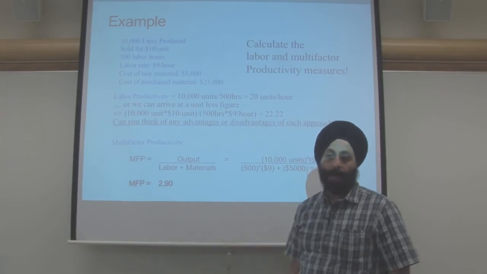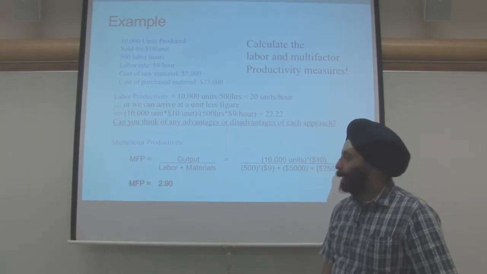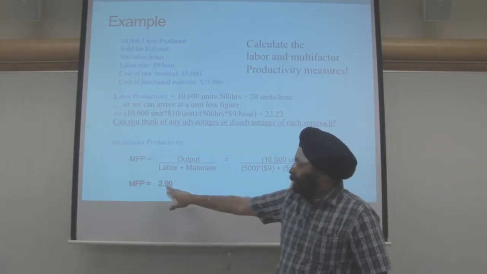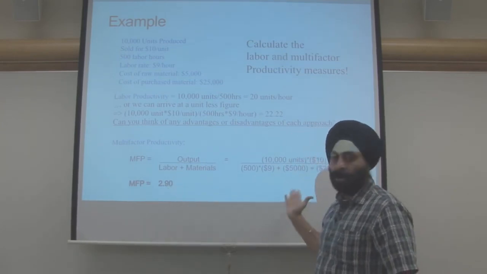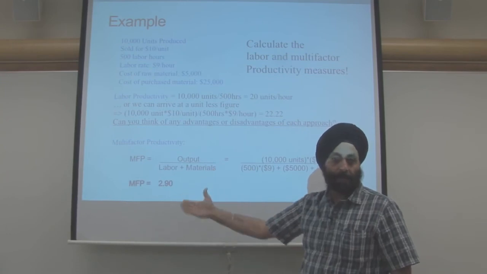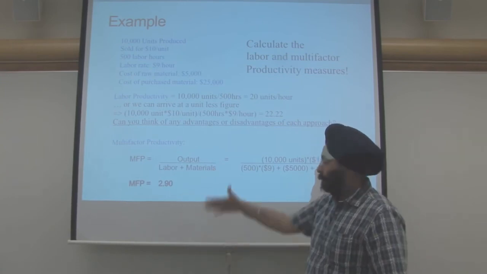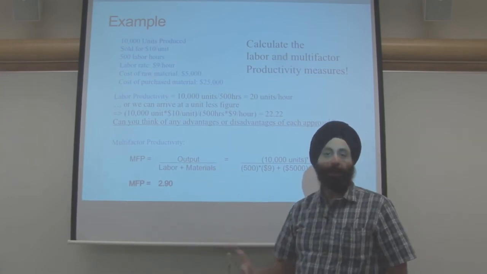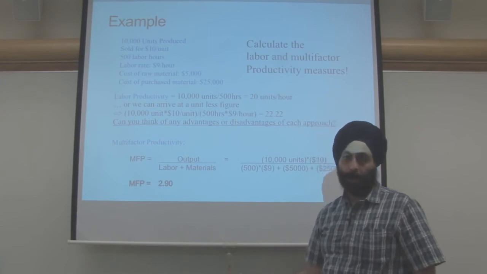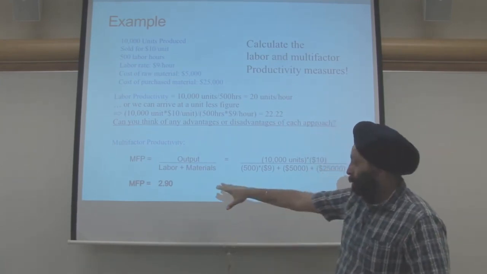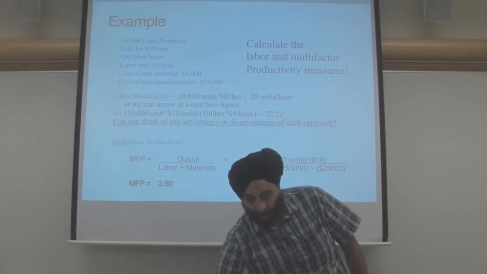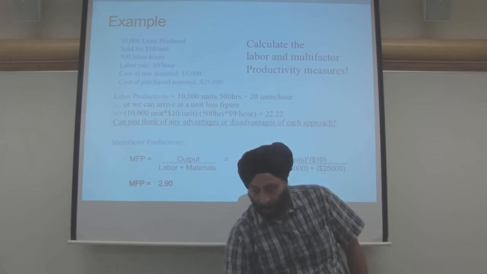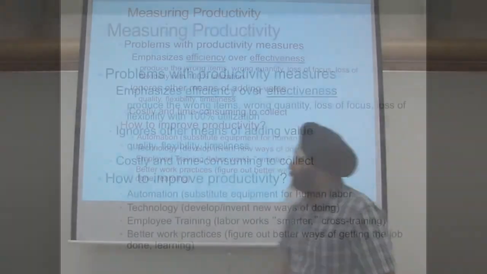How we actually interpret this is, for every dollar of labor and material that is invested in this operation, we are able to generate $2.90 of output. So that's the closest interpretation we can arrive at.